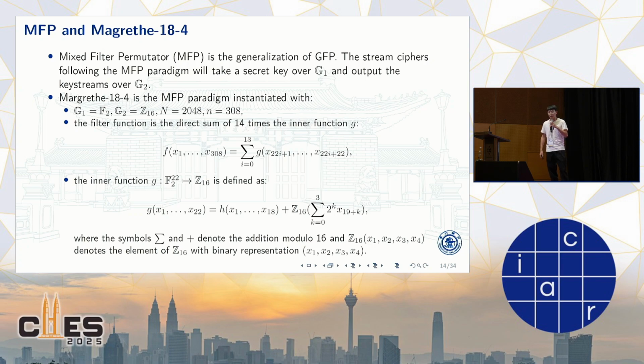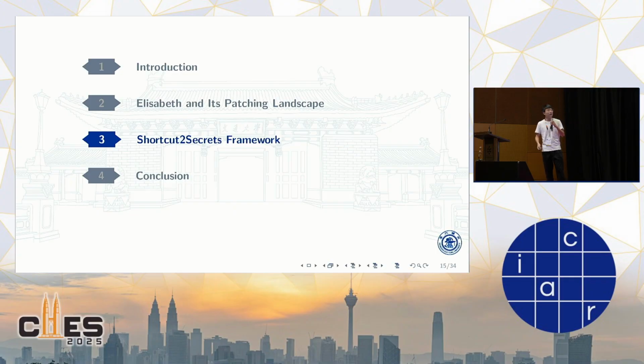The length of its key register is 2048, and it selects 308 elements at a time. The filter function of Margaret is also 14 times of the inner function G, but the inner function G is the sum of the nonlinear function H and a C16 transformation. It will transform 4 bits into an element of C16. That's what NFP is like. Okay, after introducing the ciphers, let's dive into the shortcut attack framework.